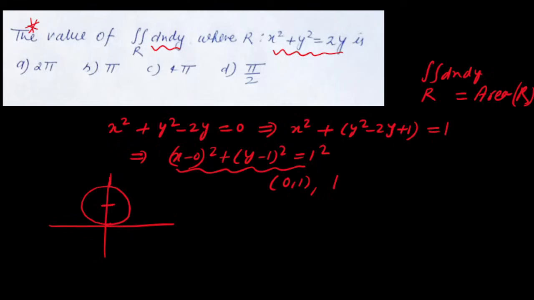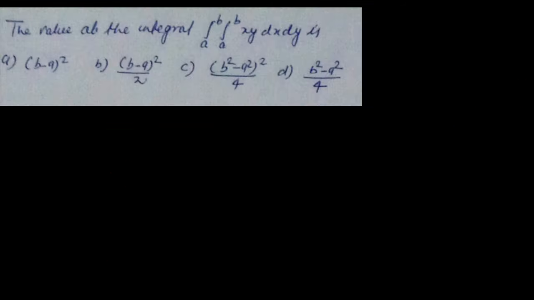Now if I ask what is the area of this circle, its radius is r equal to 1. If I have to find the area of a circle whose radius is 1, area is given by pi r square. So pi into 1 square, that is equal to pi. So the correct answer is pi here. We don't have to use the multiple integral. If someone wants to use multiple integral, they can take a horizontal strip or vertical strip, but no need, directly answer.